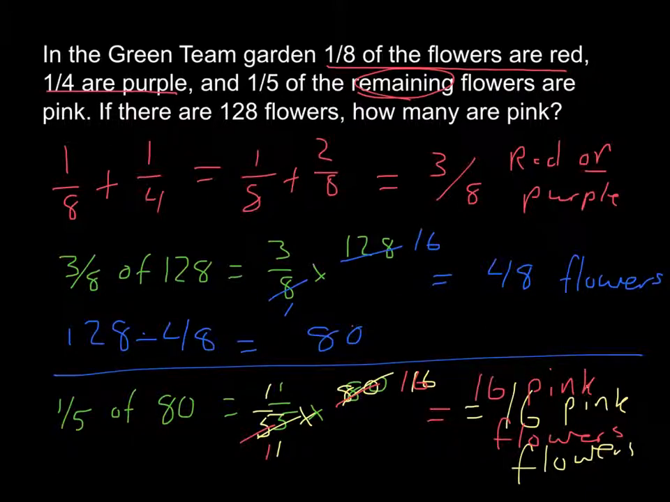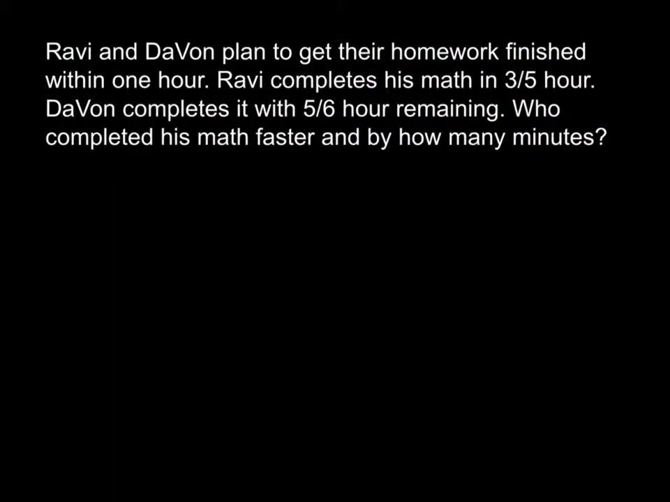Let's try one last problem. Ravi and Devon plan to get their homework finished within 1 hour. Ravi completes his math in 3/5 of an hour. Devon completes it with 5/6 of an hour remaining. Who completed his math faster, and by how many minutes?